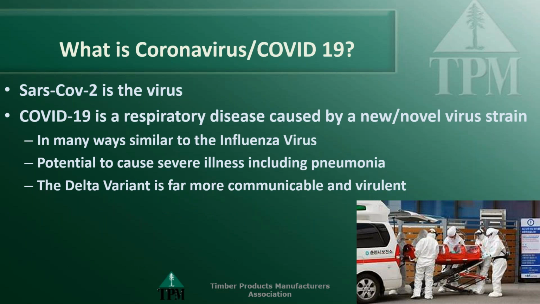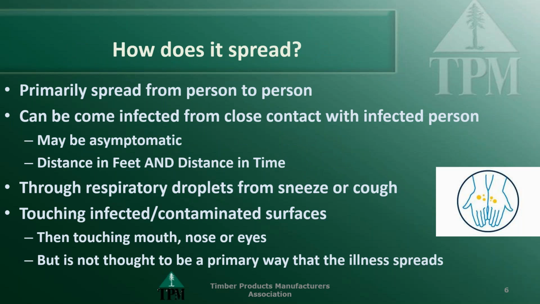SARS-CoV-2, that's the virus, and COVID-19 is the respiratory disease. Very, very similar to the influenza virus. It causes serious illness, including pneumonia, and then the new Delta variant is far more communicable and virulent. Depending on what statistics you read, it is 5 times easier to give somebody else, or 5 times easier for you to get. And it's primarily spread person to person.